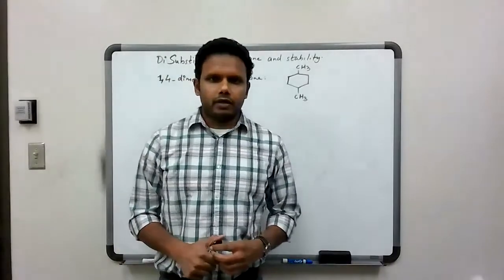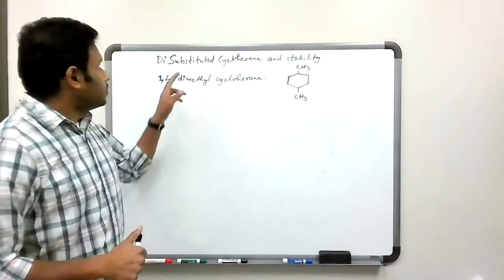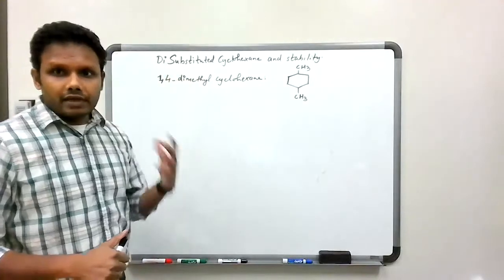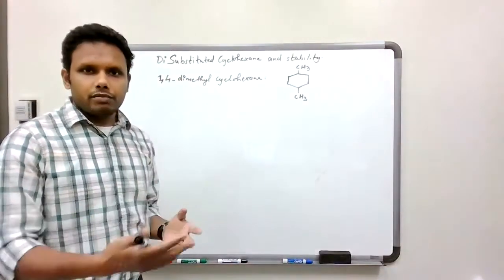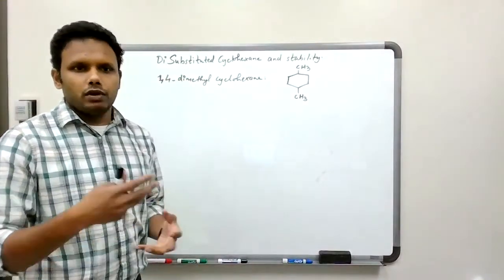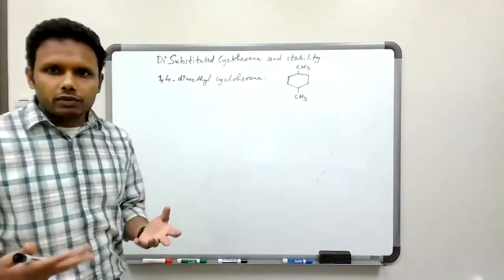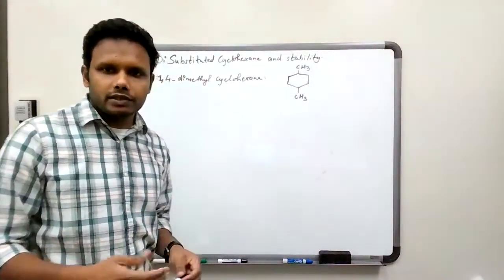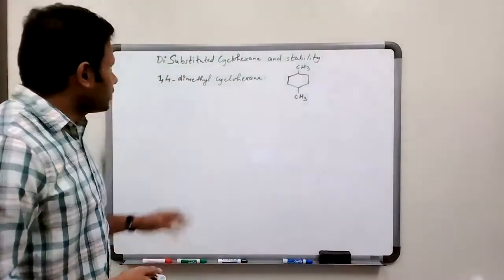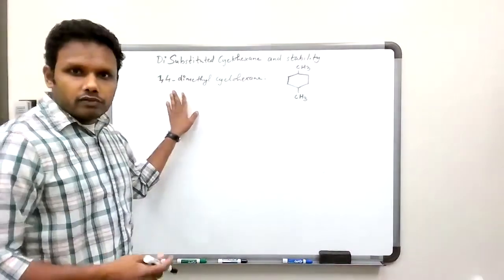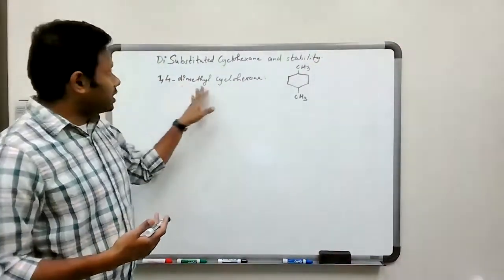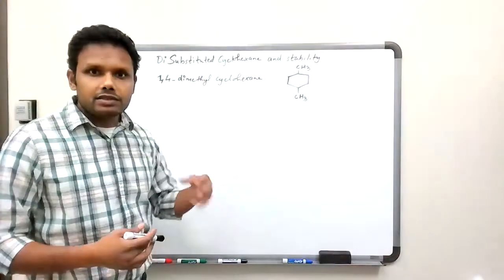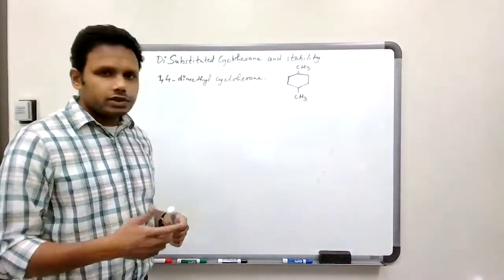Hi everyone, welcome back. In this particular video, we're going to start talking about di-substituted cyclohexanes and then basically expand it to multiple substituents. We could even talk about tri-substituted cyclohexanes at the end of this. Okay, and we're going to use 1,4-dimethylcyclohexane as an example to start off our conversation.